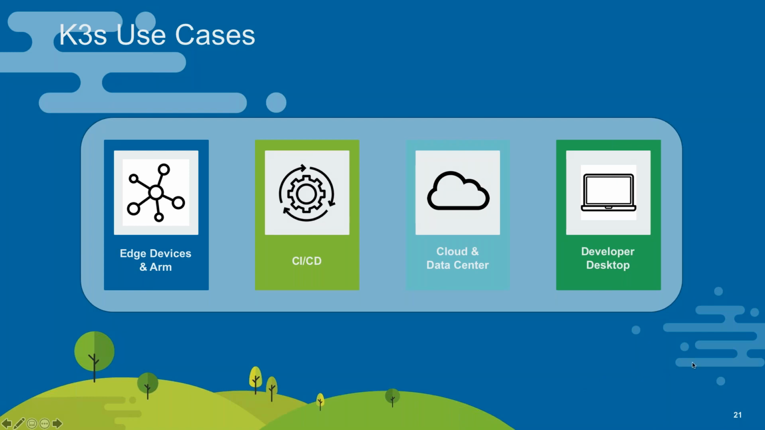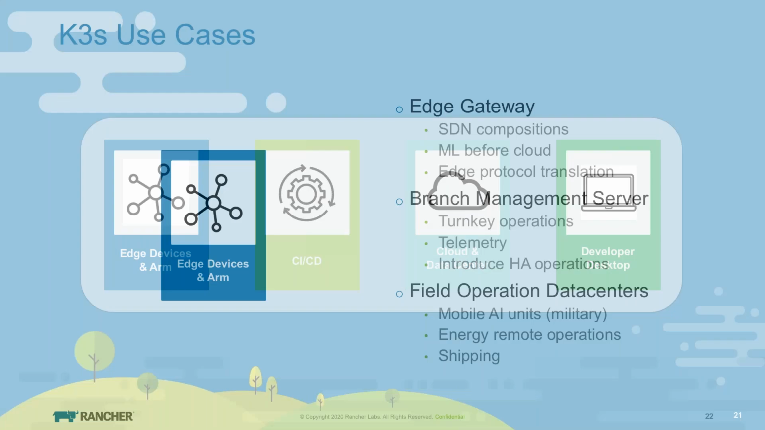I want to get into some use cases and show you a little bit about what people are using K3s for. People are using it, as you might imagine, on edge devices and ARM. That's partly why a lot of my demos are on ARM. The majority of what we call edge now is ARM devices. CI/CD. We're seeing K3s actually in the cloud and data center as well as on the developer desktop. Let's drill down into each of these.